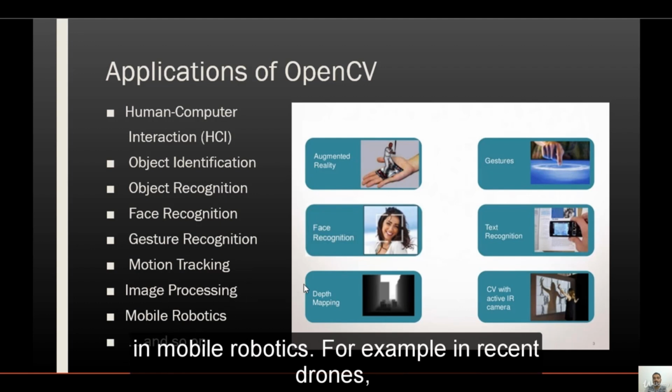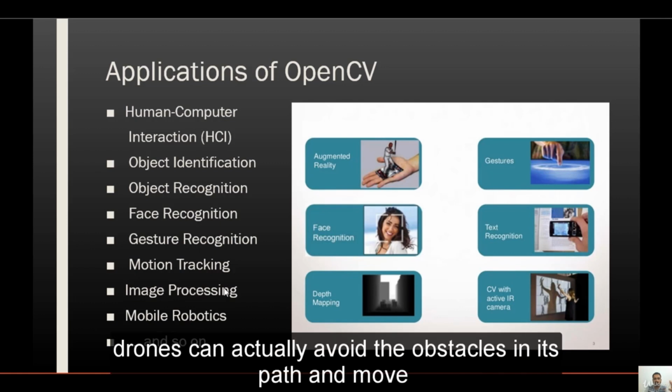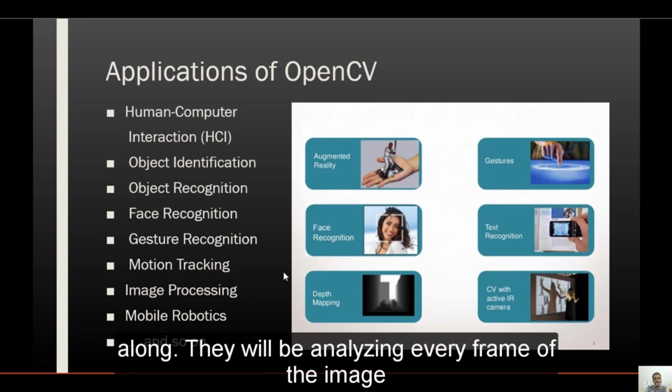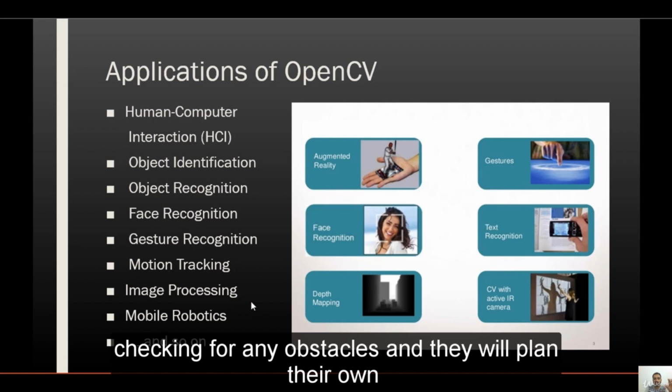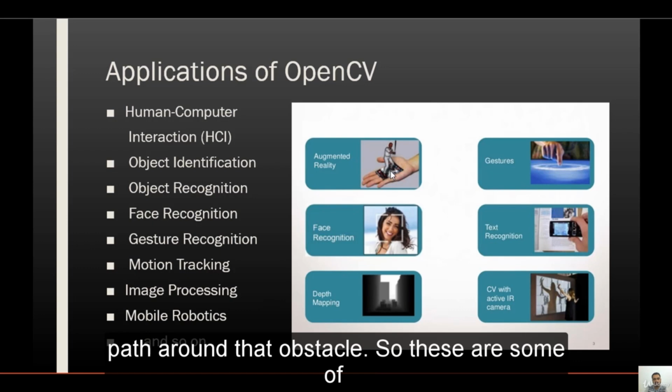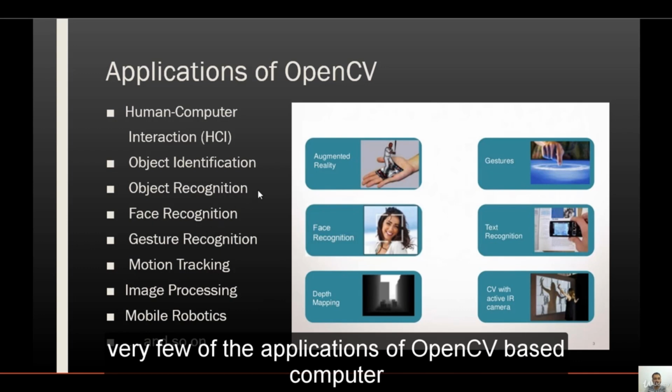And also in mobile robotics, for example, recent drones can actually avoid obstacles in their path and move along. They analyze every frame of the image, check for any obstacles, and plan their own path around that obstacle. So these are a very few of the applications of OpenCV based computer vision.